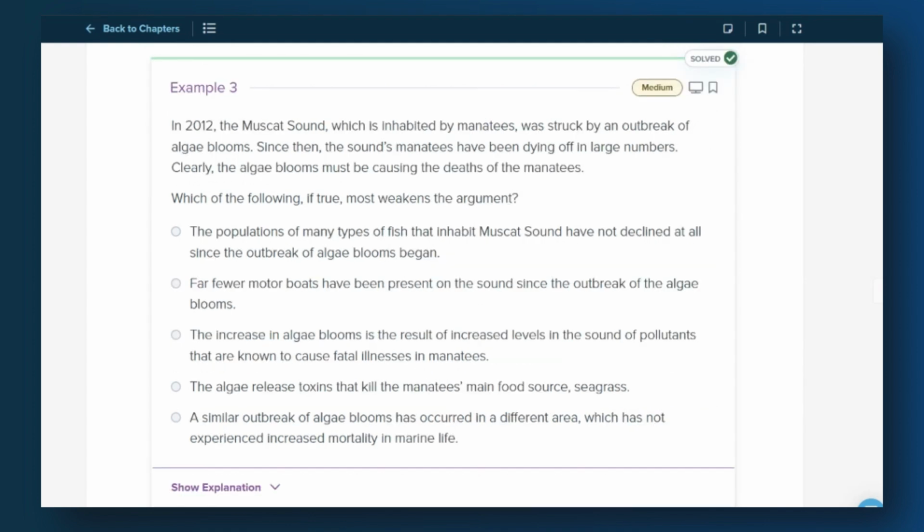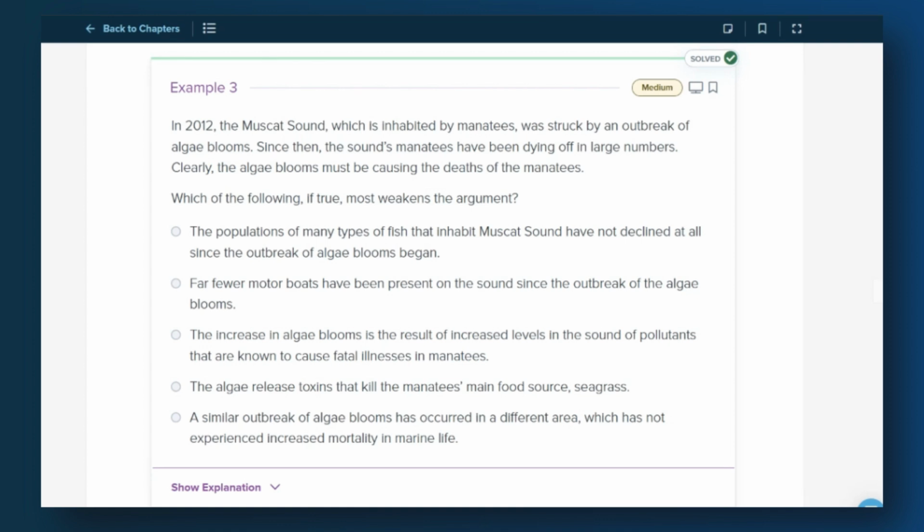In 2012, the Muscat Sound, which is inhabited by manatees, was struck by an outbreak of algae blooms. Since then, the Sound's manatees have been dying off in large numbers. Clearly, the algae blooms must be causing the deaths of the manatees. Which of the following, if true, most weakens the argument?